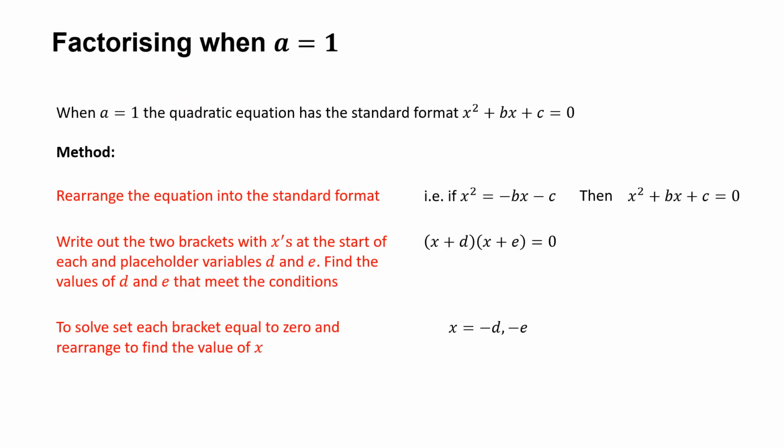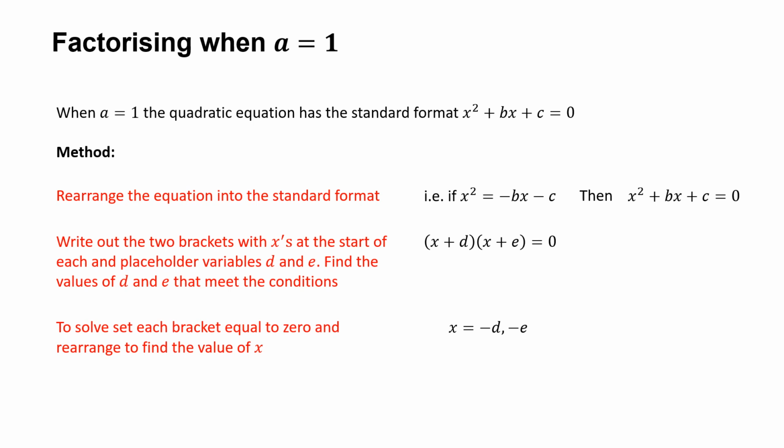So going back, using these conditions, hopefully we can now work out what the d and e terms are. And we set these brackets equal to 0. Once we have this, we'll have x plus d times x plus e, where we know what d and e are, and this is equal to 0.